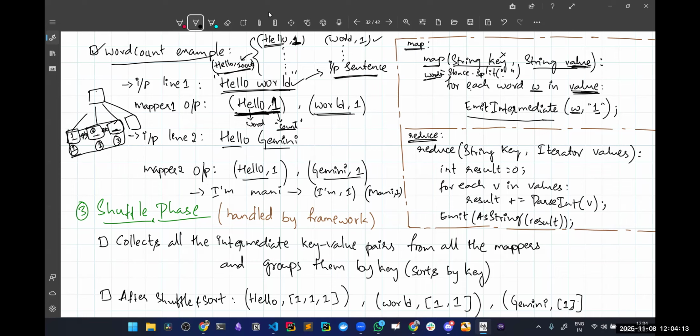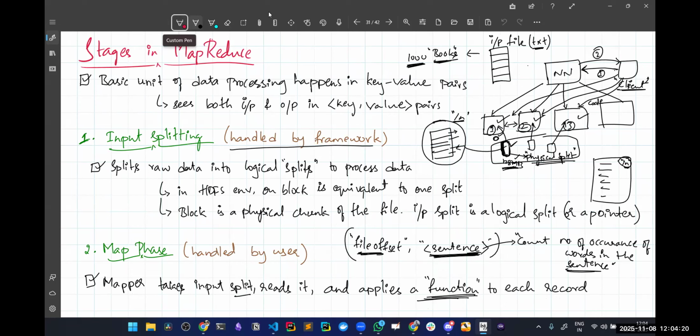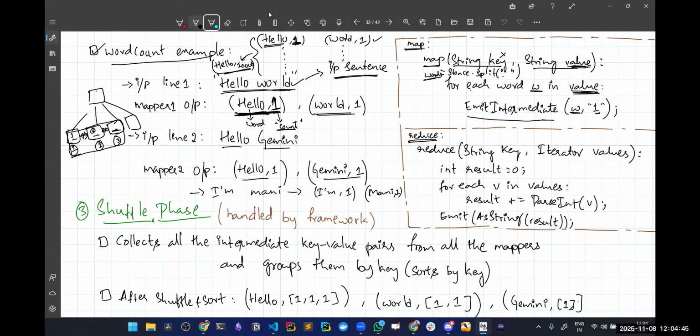Now, who handles map? We have to write map. It is explicitly handled by our user. We have to provide a way for the MapReduce framework to know that, okay, this is my data, this is my logic that I want to apply, and this is the output that I want to get out of it. This is our job, right? So what happens after map?